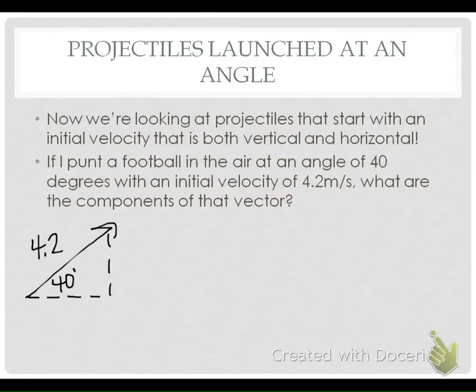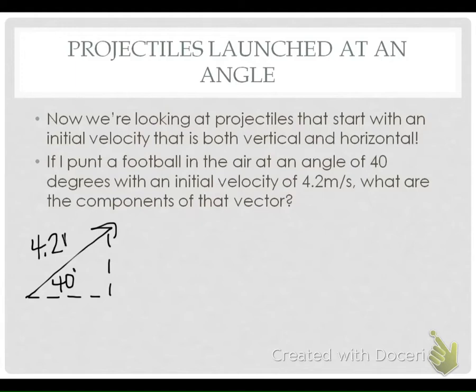Initial velocity that's given to you will be the hypotenuse of your triangle. More often than not, these projectiles are launched at this angle right here from the horizontal. So it'll be the simplest one. More often than not. So now we're going to break down and try to find the sides of this triangle.